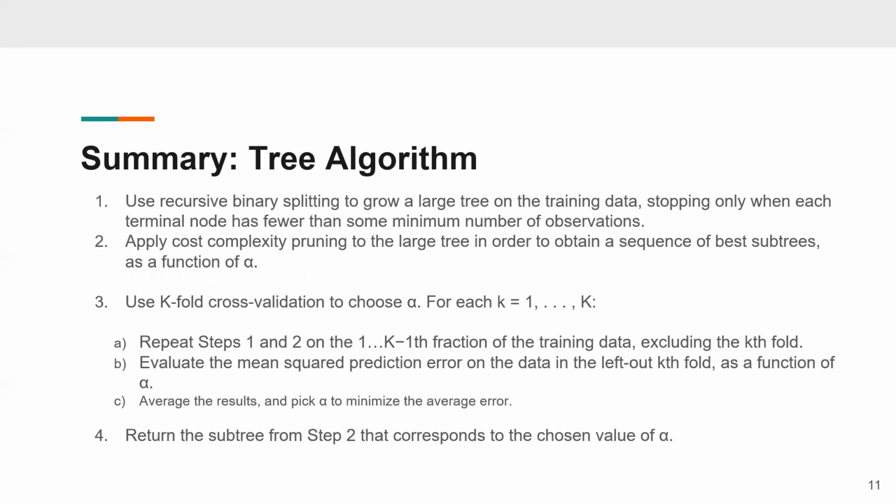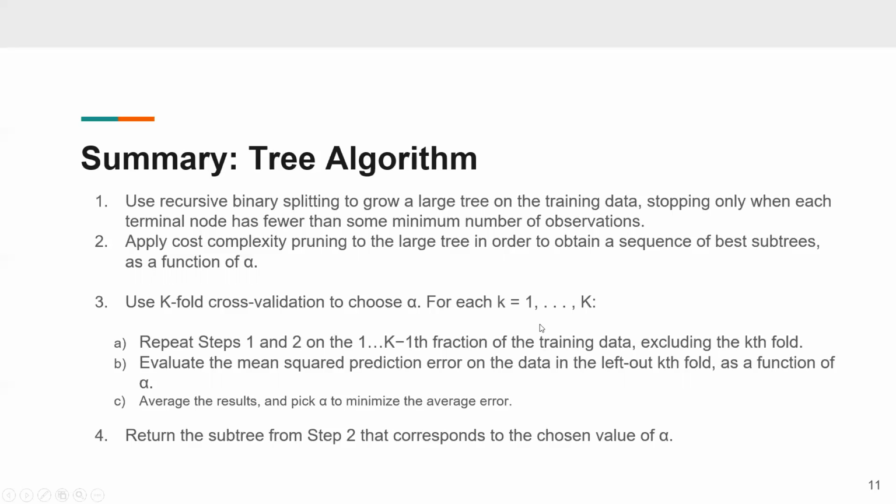So here is a summary of the algorithm. You use recursive binary splitting to grow a large tree on the training data, stopping only when each terminal node has fewer than some minimum number of observations. And then you apply cost complexity pruning to the large tree in order to obtain a sequence of best subtrees as a function of alpha. And then you use k-fold cross-validation to choose that alpha.